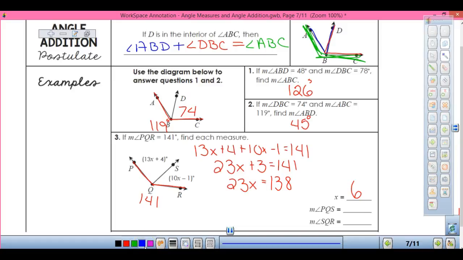6. Okay, so now if x is 6, what's PQS? What do I have to do? Plug it in. 13 times 6 plus 4 gives us 82. Okay, and SQR is the same thing. 10 times 6 minus 1 gives us 59.